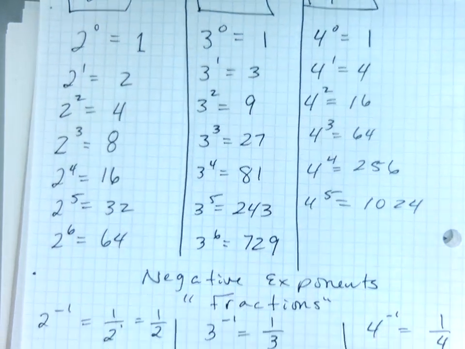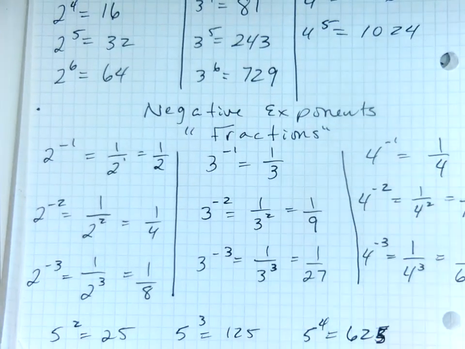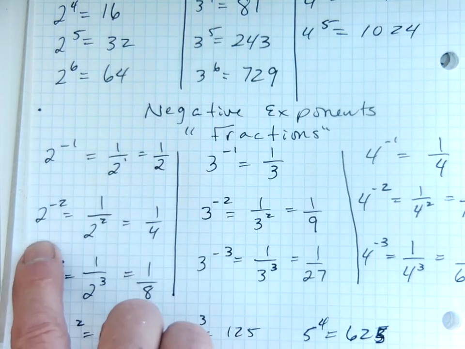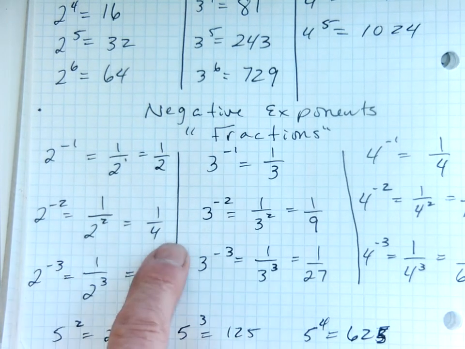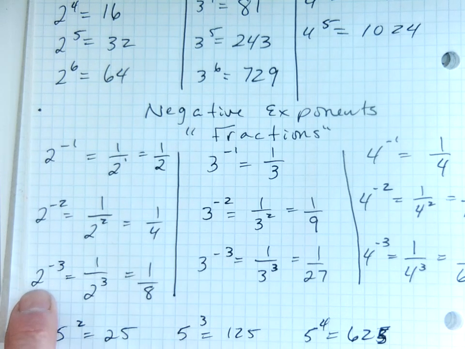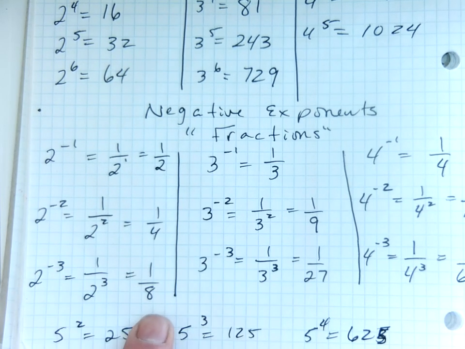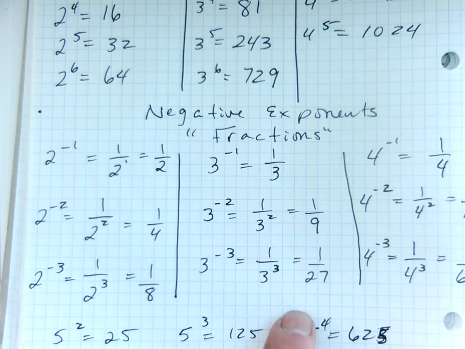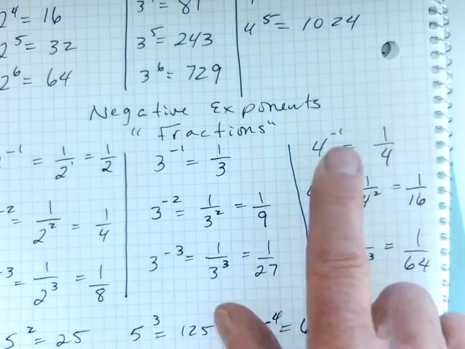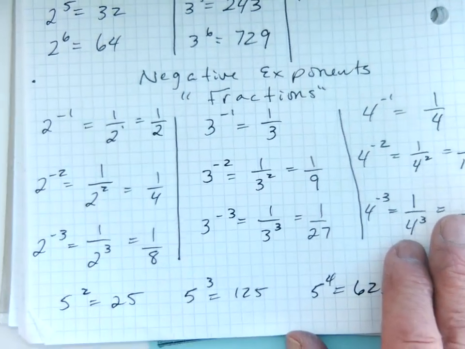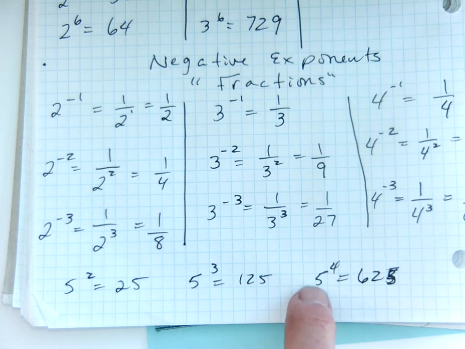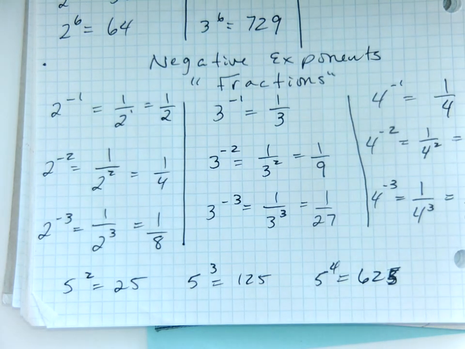We also talked about negative exponents. Negative exponents make fractions. For instance, 2 to the negative 1 is 1/2. 2 to the negative 2 is 1 over 2 squared, which is 1/4. 2 to the negative 3 is 1 over 2 cubed, which is 1/8. We did the same thing with the 3s and with the 4s. And then finally we thought, well, what if we hit some 5s? So we did 5 squared, 5 cubed, 5 to the 4th. There are occasionally some 6s in there, but hopefully you can figure out what those 6s are.